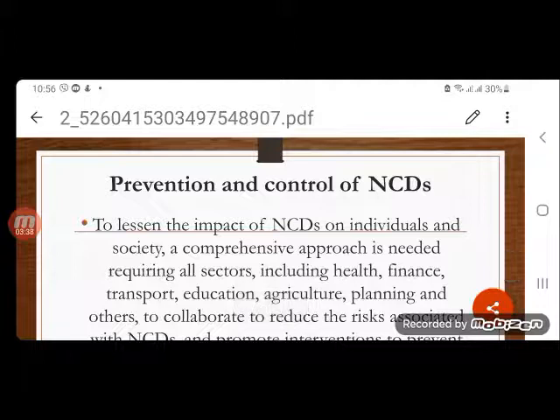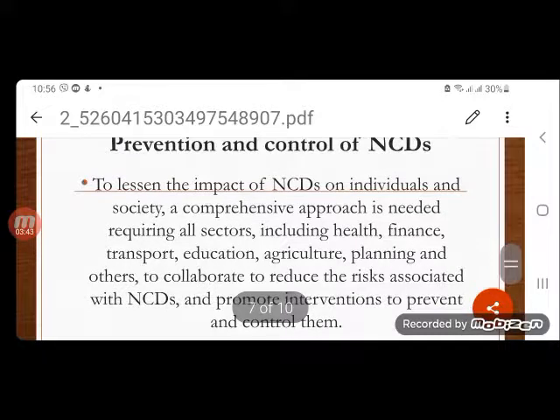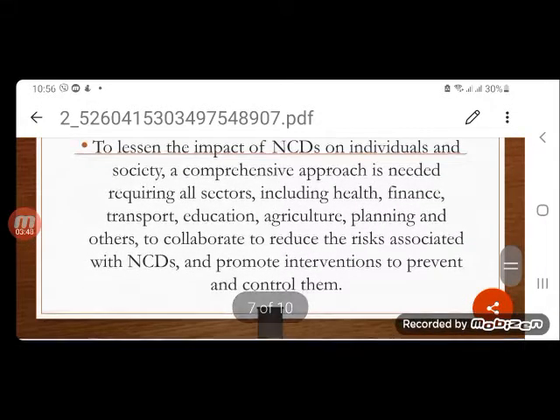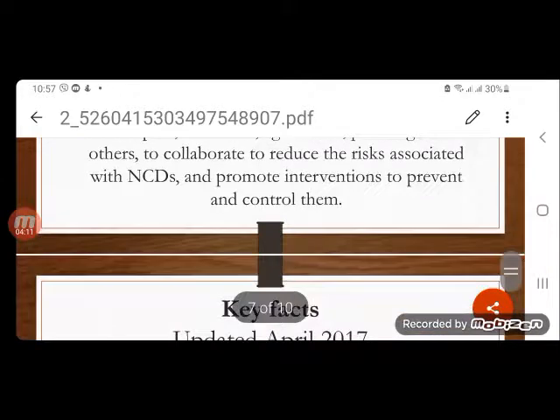Prevention and control of non-communicable disease. To lessen the impact of non-communicable disease on individuals and society, a comprehensive approach is needed, requiring all sectors, including health, finance, transport, education, agriculture, planning, and others. All these sectors need to collaborate to reduce the risk associated with non-communicable disease and promote interventions to prevent and control them.